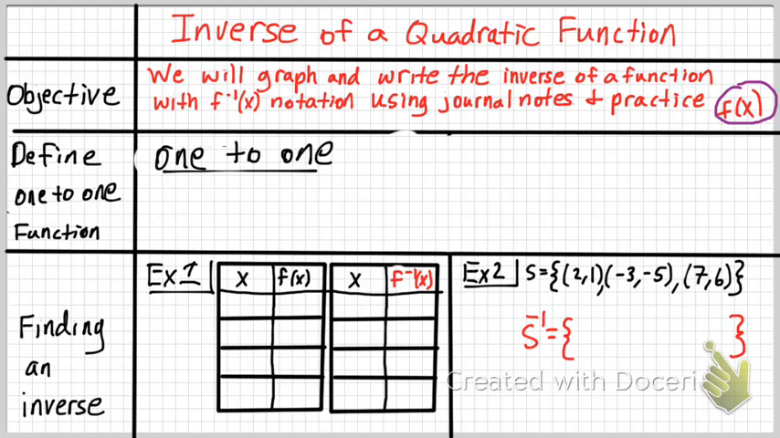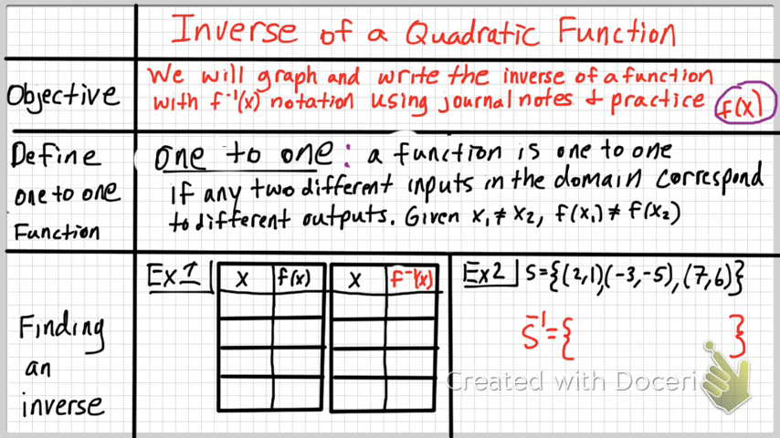One thing that we're going to define is what it means to be one-to-one when you're in a function. And that definition is that a function is one-to-one if any two different inputs in the domain correspond to different outputs. So given that x1 and x2 are different, then f of x1 is not equal to f of x2.